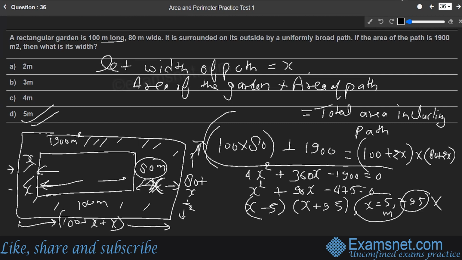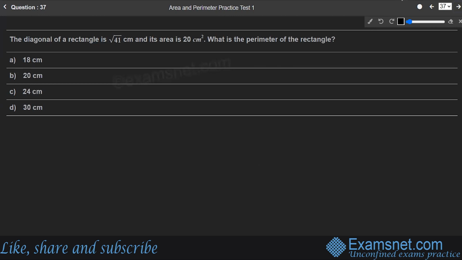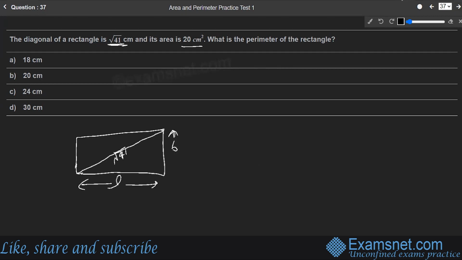The answer becomes 5 meter. Now, he says the diagonal of a rectangle is root 41 centimeter and its area is 20 centimeter square. Okay, diagonal of a rectangle. So let's make the rectangle like that, and its diagonal he has said is root 41. That is the value of the diagonal, and its area is 20 centimeter square. So let's say this is the length, and let's say this is the breadth.